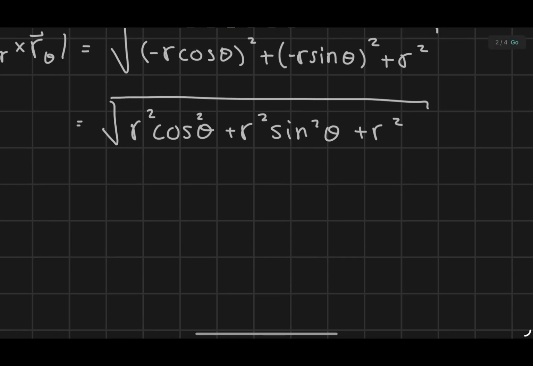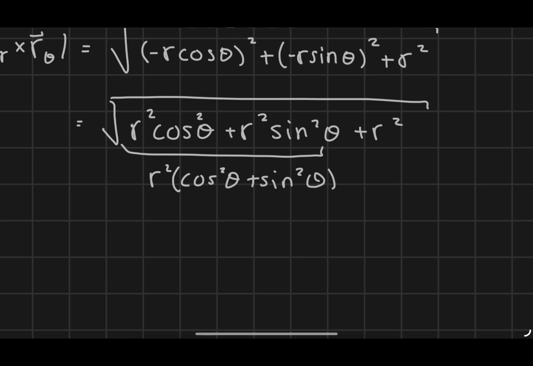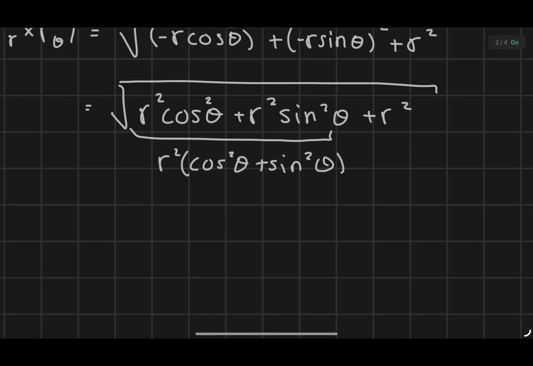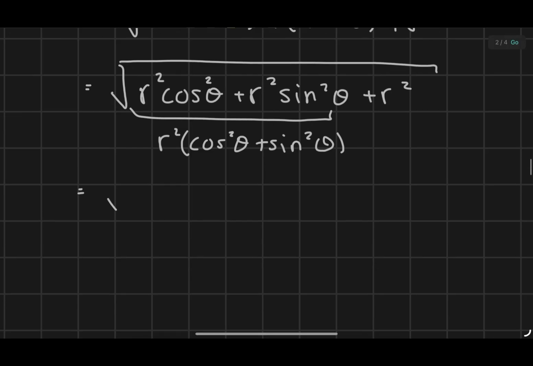Once again, we're going to factor out that r squared in this term right here. So this is just going to be equal to r squared times cosine squared of theta plus sine squared of theta. Go ahead and use that identity that we just used. That's just going to be equal to r squared times 1. So this is just going to be equal to the square root of r squared plus r squared, which is going to be 2r squared. That is going to be our final differential.